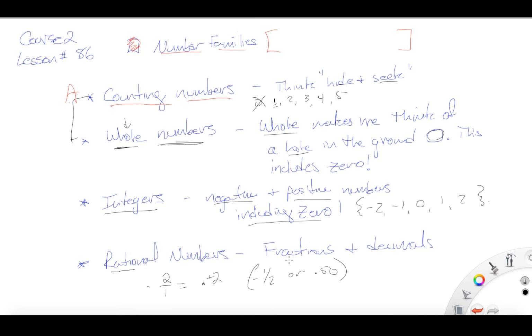So some of the questions you're going to get today, let me just review. So A, counting numbers, 1, 2, 3, 4, 5, hide and seek. B, whole numbers, 0, 1, 2, 3, 4, 5, and following. Integers would be negative numbers, whole numbers, okay? -2, -1, 0, including 0, 1, 2, 3. So it's negative, 0, and positive numbers, okay? And then D, rational numbers, dealing with fractions, decimals, ratios.